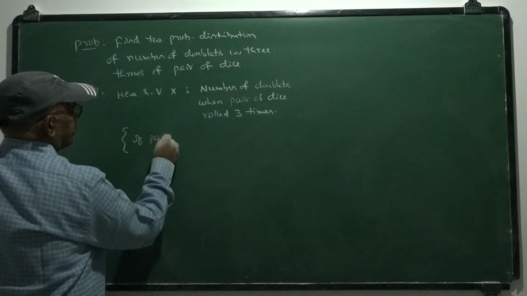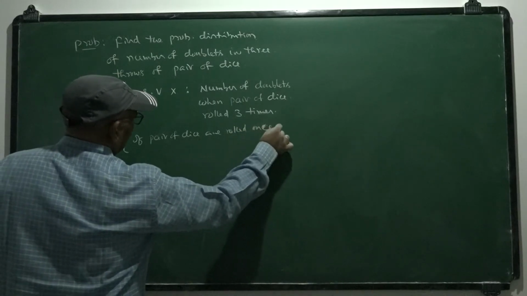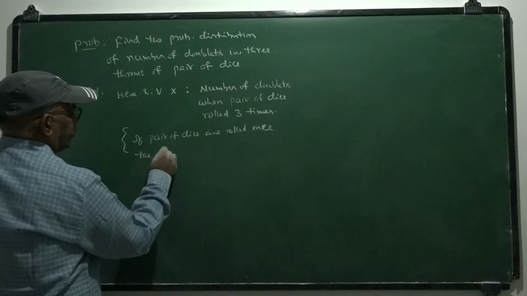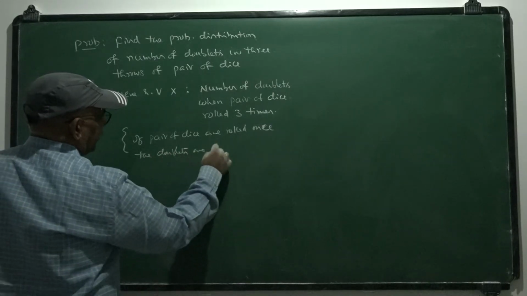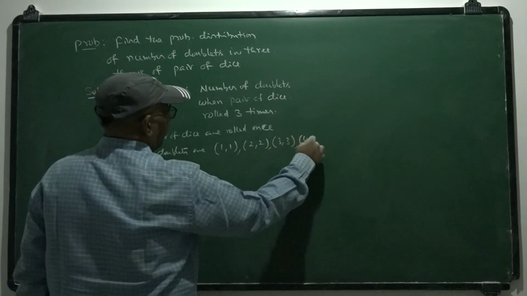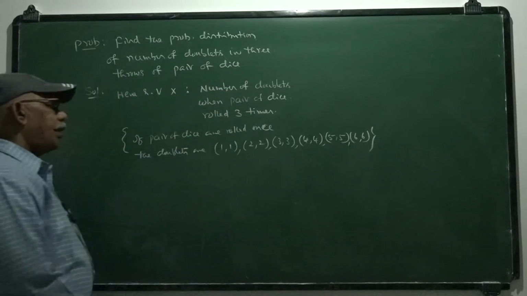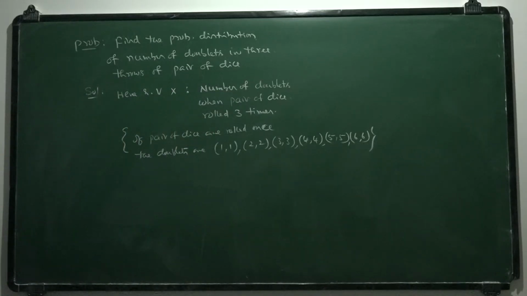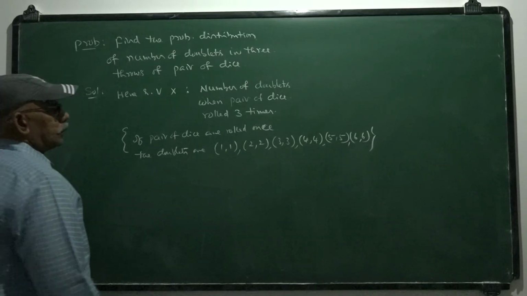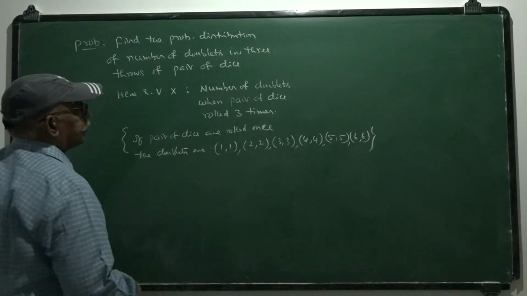If a pair of dice is rolled once, the doublets are 1 1, 2 2, 3 3, 4 4, 5 5, 6 6. Same number appearing on the 2 dice is called getting a doublet. So the dice are rolled 3 times.